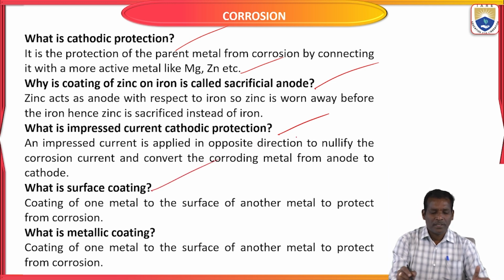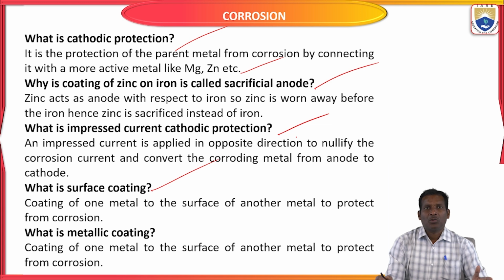What is surface coating? The coating of one metal to the surface of another metal to protect from corrosion. So what is metallic coating? The coating of one metal to the surface of another metal to protect from corrosion.